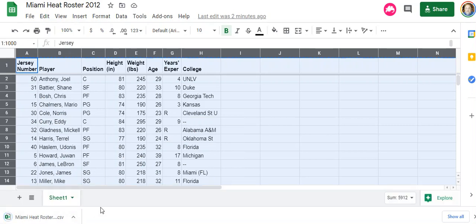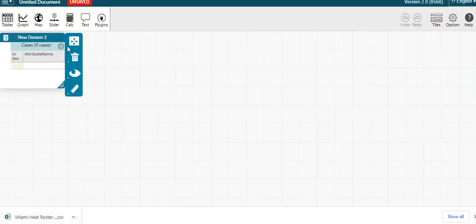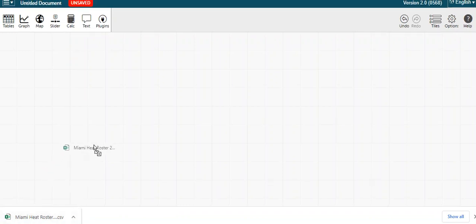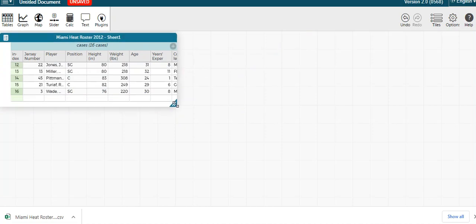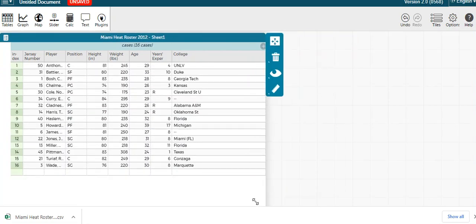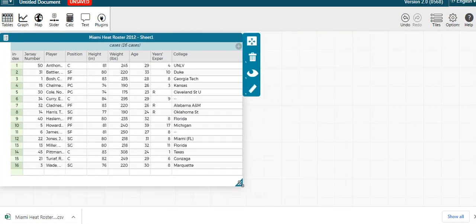There's the file. And so now when I go over to CodeApp, I can just grab that and drag it and drop it right in the middle. And there it is. All right, so I have the entire roster of the Miami Heat for the 2012 season. That was when they won the NBA championship, if I remember correctly.